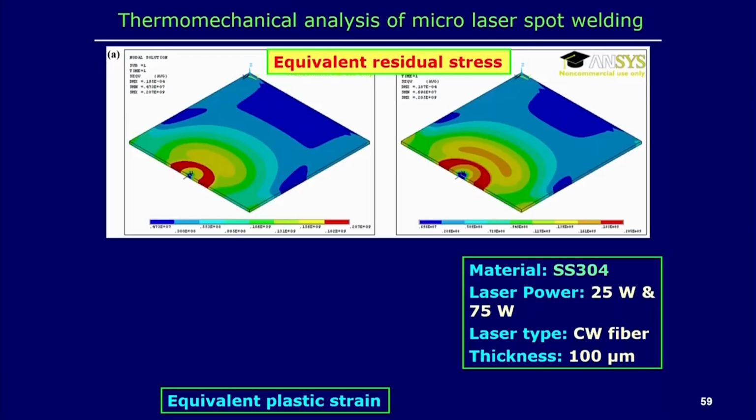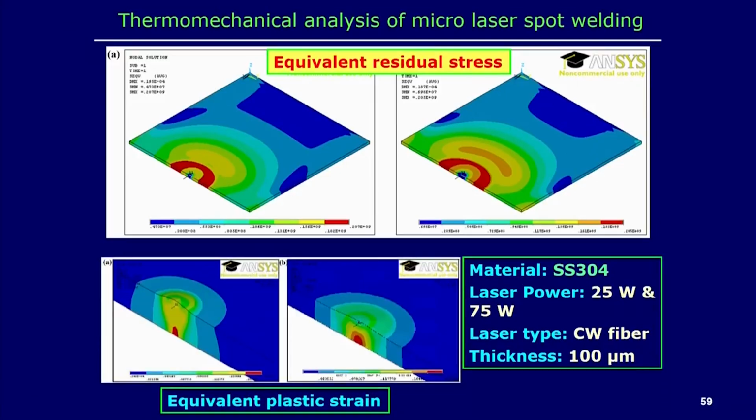Similarly, the equivalent residual stress has this distribution. Normally, the residual stress is distributed over a bigger zone as compared to the residual displacement. Here you can see in the first figure the residual stress distribution, and the second is the equivalent plastic strain.